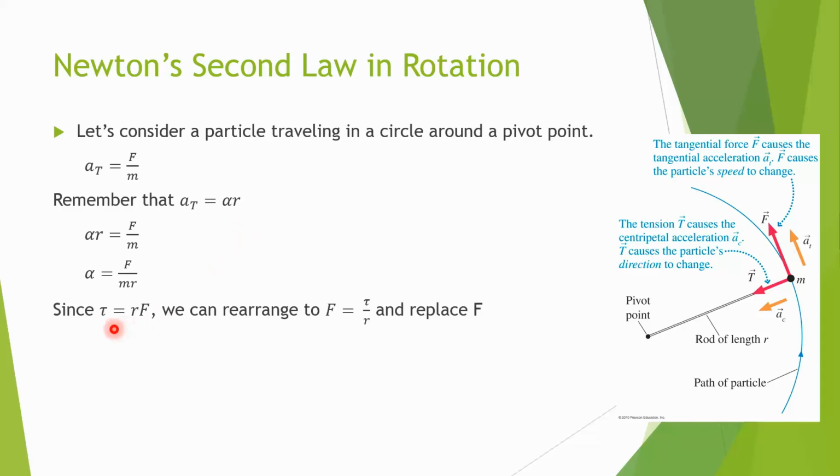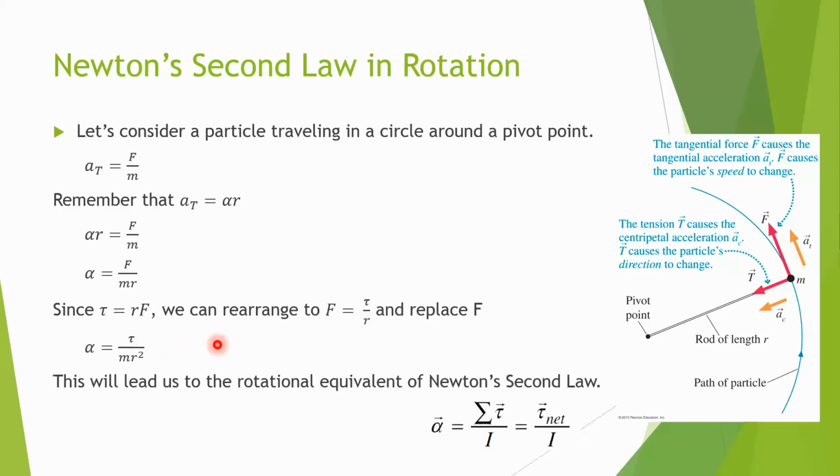Now we're going to try to put torque in instead of force. So we have to remember that torque is equal to r times F. For this particular case, theta is equal to 90 degrees, so r F sine theta becomes just r F. So we can rewrite this to say that force is equal to torque over radius. And then we can replace F with torque over r. This becomes alpha equals torque over m, and we have two r's on the bottom now, so it becomes r squared. This is going to lead us to the rotational equivalent of Newton's second law.